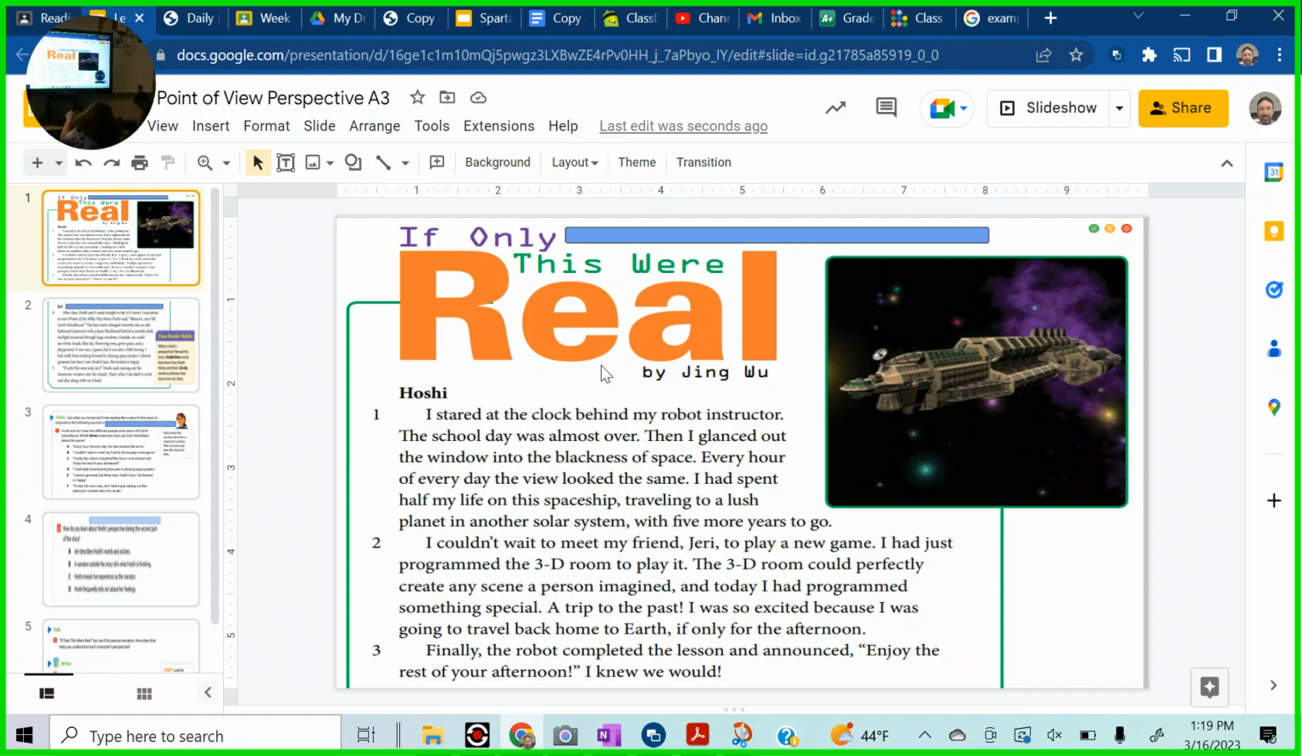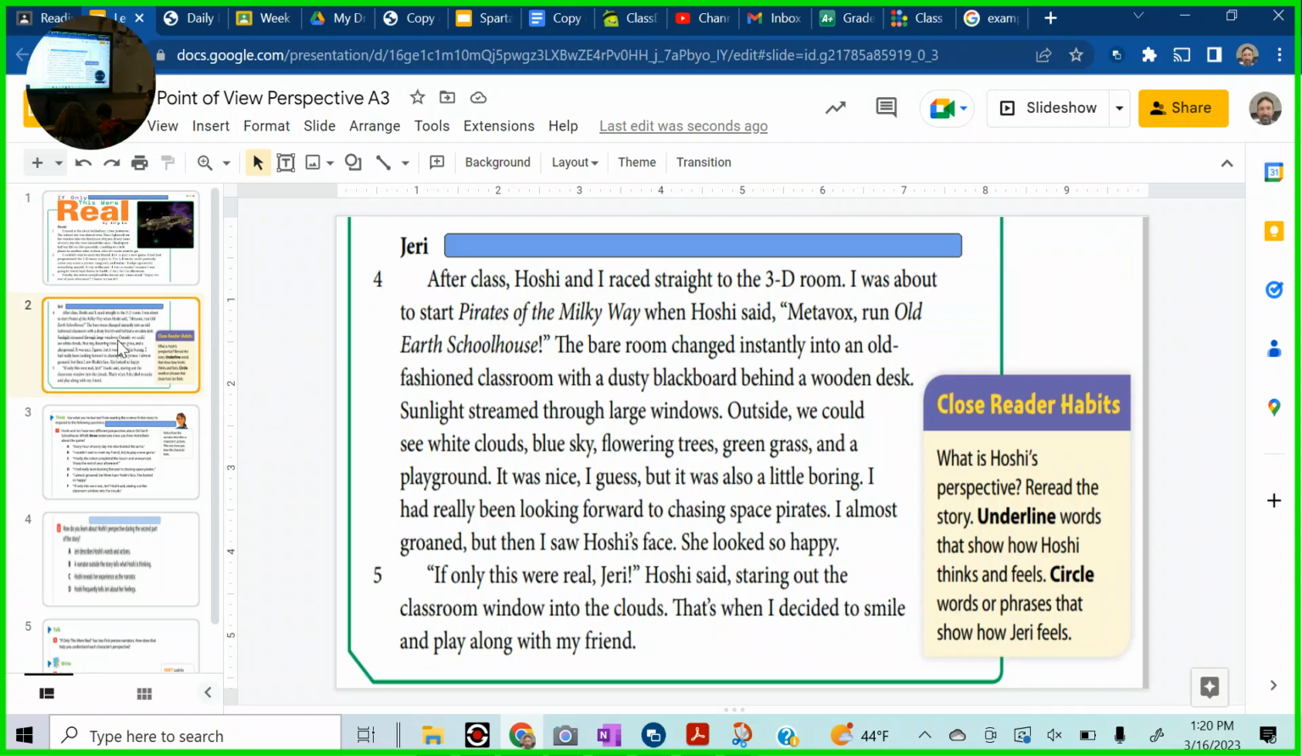I had just programmed the 3D room to play it. The 3D room could perfectly create any scene a person imagined. And today, I had programmed something special, a trip to the past. I was so excited. I was going to travel back home to Earth, if only for the afternoon. Finally, the robot completed the lesson and announced, "Enjoy the rest of your afternoon." I knew we would.